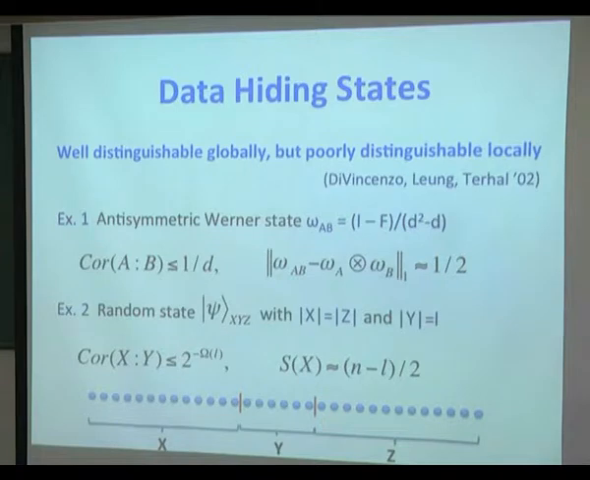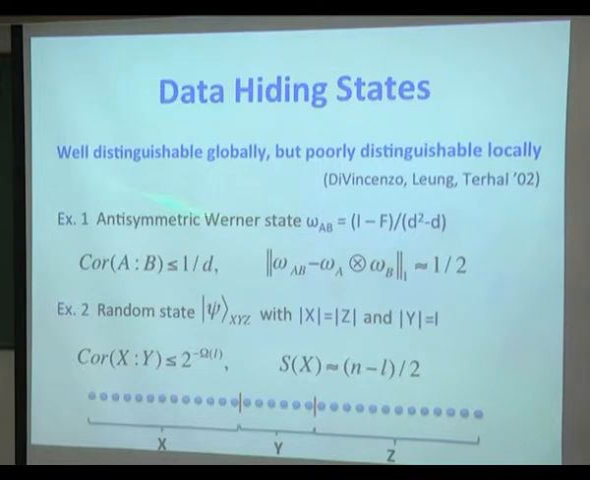Then we saw that the reason why this argument doesn't work is more fundamental, right? If the covariance of a state is small, it doesn't mean that it's close to product in trace norm, right? It might be very far away. So this covariance is a much weaker notion of correlations than trace norm distance to products. And these kind of states that we call data hiding states, they show this very well, right?